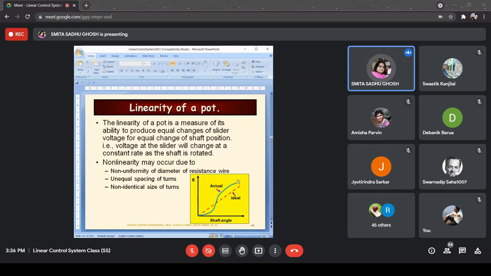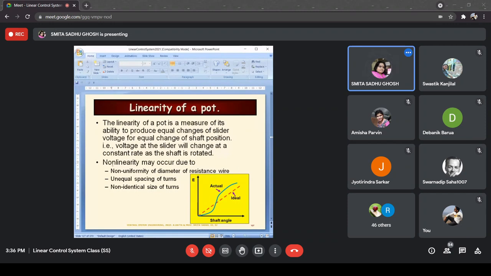So, of course, over here it's a bit exaggerated just for you to understand. But nevertheless, the actual characteristic will not be a straight line, but it's going to be something different because of physical factors. So what are the factors that the linearity depends on?